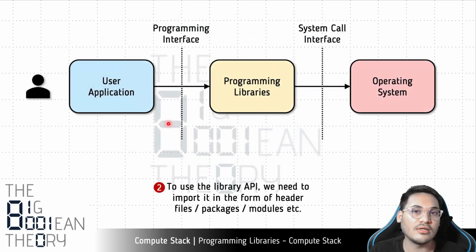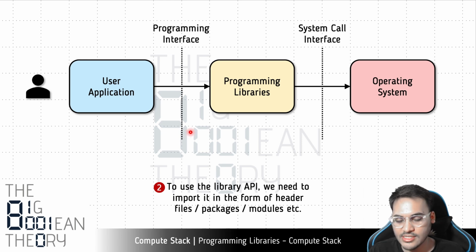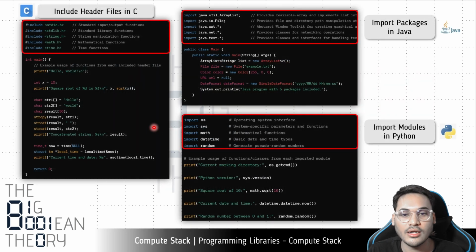So now that we have an understanding of how the programming interface looks like, let us see how we can use this interface in our application. In order to use this interface, we have to import the standard library into the application code. So let us see some examples of how we can do that. So here are three code examples from common programming languages like C, Java, and Python. And at the top of every code, there is a section where we have imported the standard library. And the way to import the library differs from language to language.